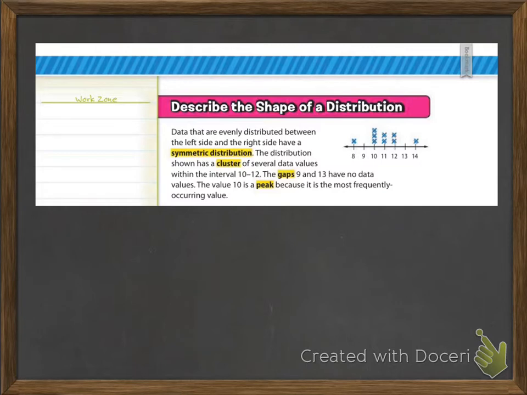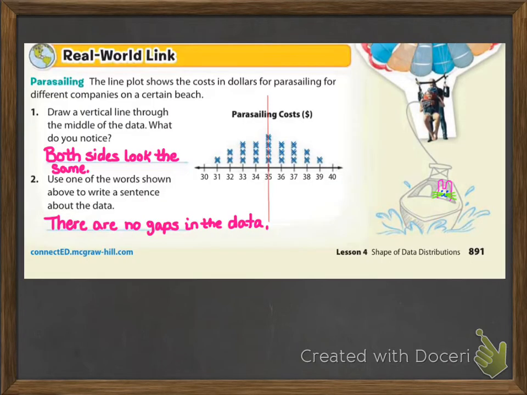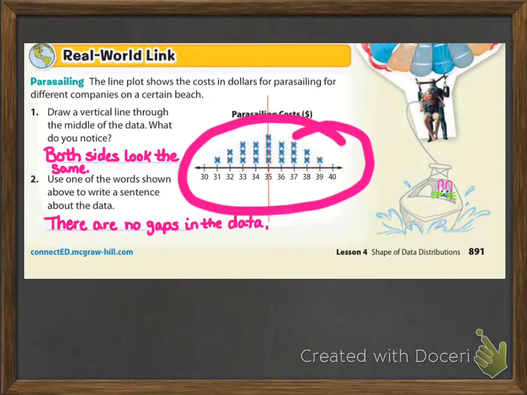On this one here, we're going to look at the line plot to the right of these words. It says that data that is evenly distributed between the left side and the right side has symmetric distribution. Now the example you see over here is not a symmetric distribution. If it was, you would see the same exact things on both sides if you were to split it down the middle. On the left side here we have a dot or an X at the 8, and then 3 X's at the 10. If this was symmetric, then we would have 3 X's at the 12, and then the 1 dot at the 14. So it's not exactly symmetric. But the previous example, this one over here, is considered symmetric.